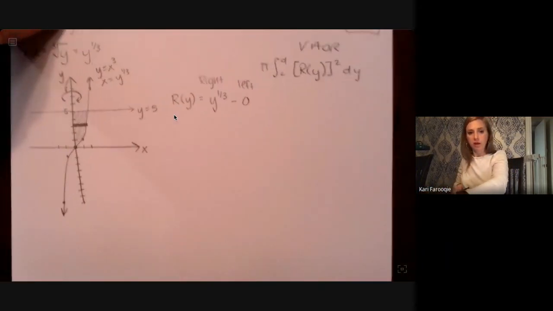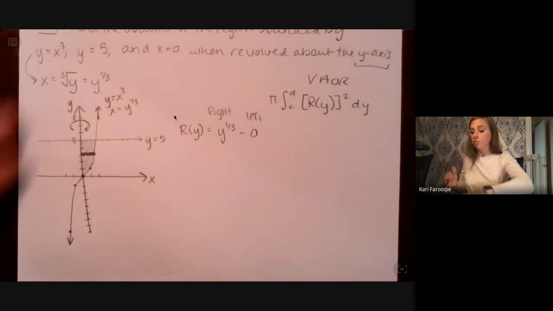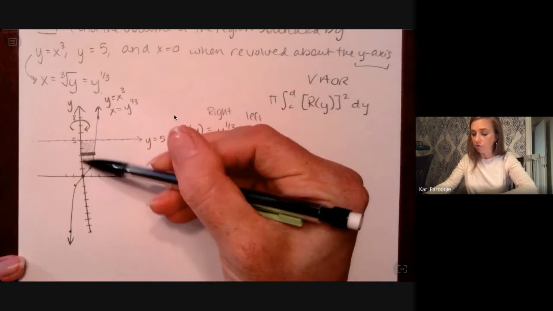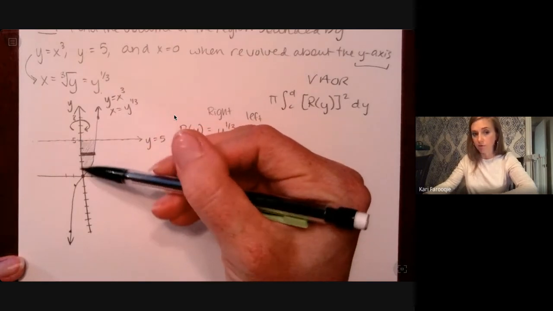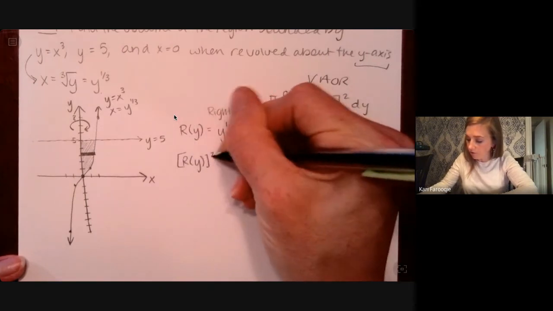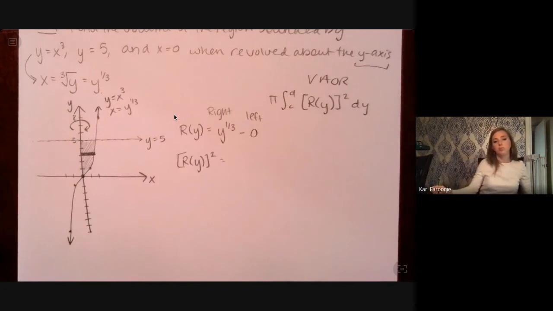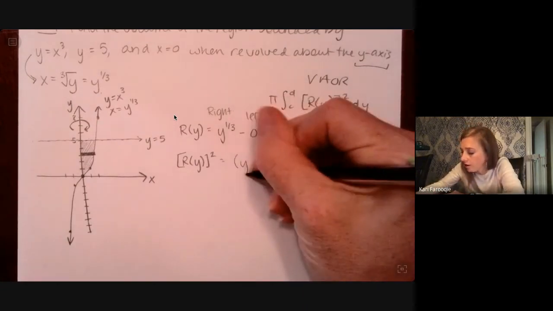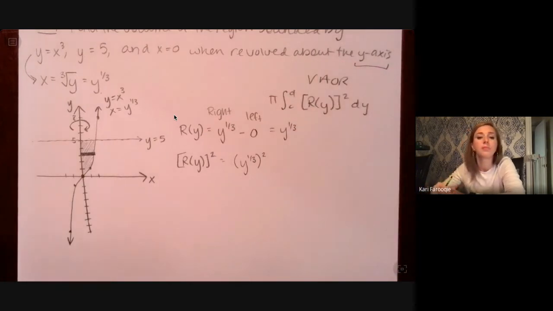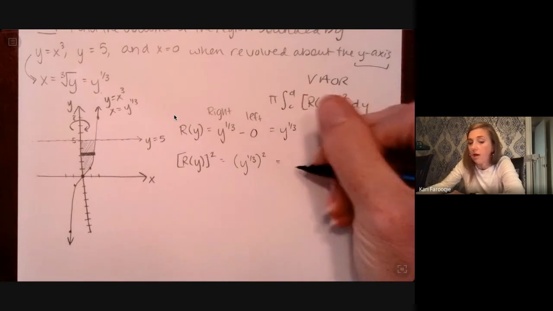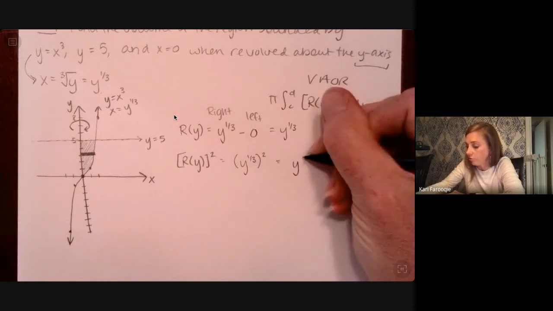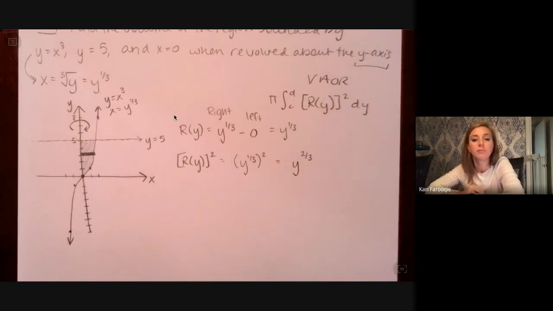All right, so there's that. I have my r of y. I know this is a disk, not a washer, because it is touching the axis of revolution at every single place. I don't have anywhere it's not touching. Let's go ahead and find r of y squared. Sometimes I do that before I pop it into the integral. Kind of depends. This is y to the 1/3 squared. I guess I should have rewritten that. Remember, when you take a power to a power, you multiply the powers. So y to the 1/3 squared is y to the 1/3 times 2, which is y to the 2/3.